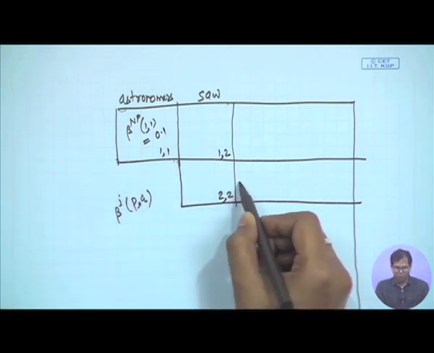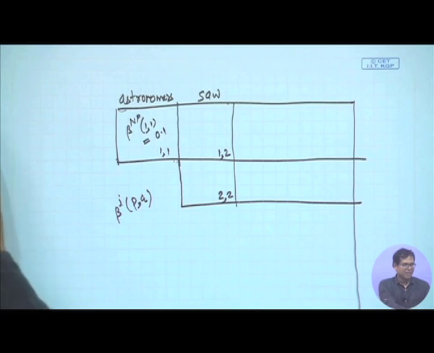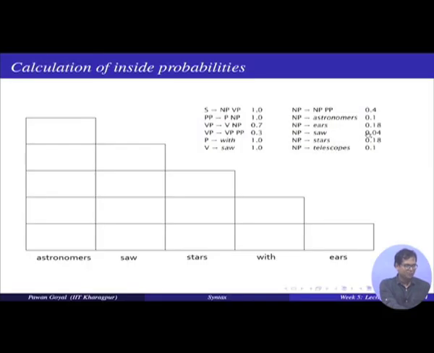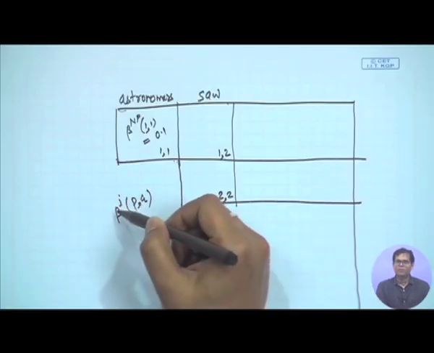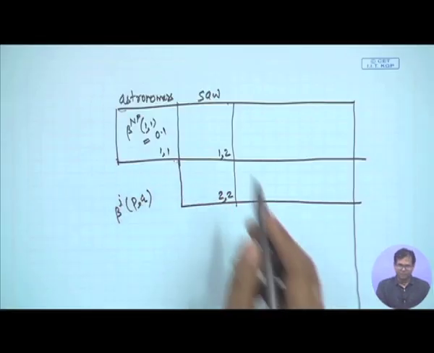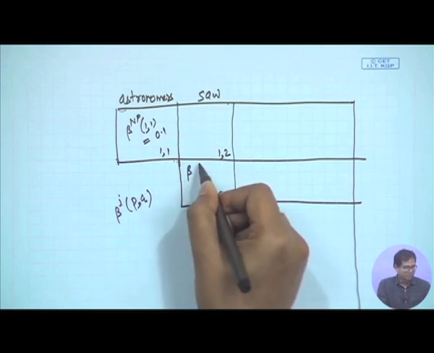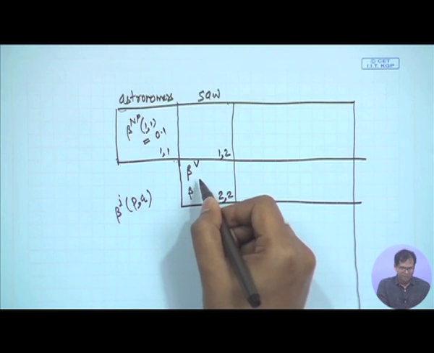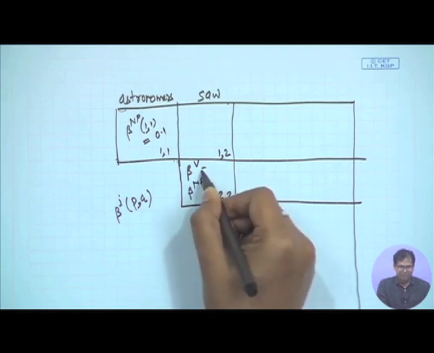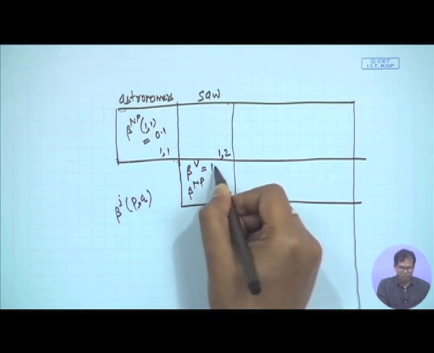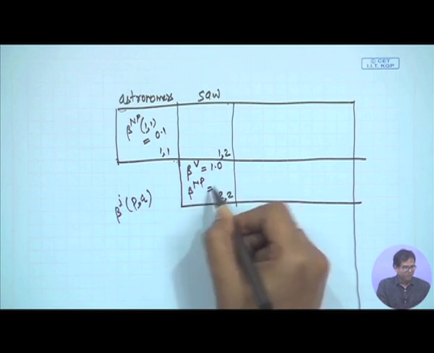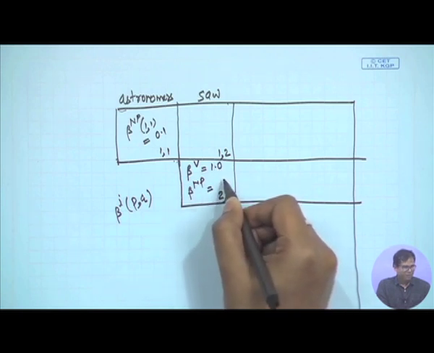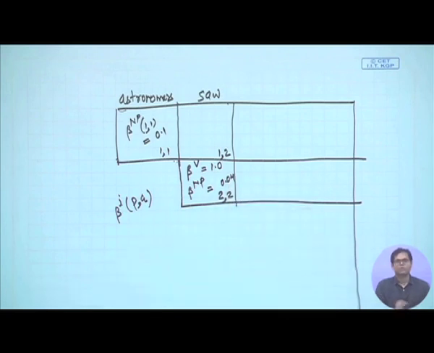Similarly, let us go to 2 2. 2 2 is saw. If I see my grammar, NP derives saw and V derives saw. So that's where you can see there are two different j that are possible here. One is beta V, another is beta NP, and this has a probability of 1 and this has a probability of 0.04 using my grammar.